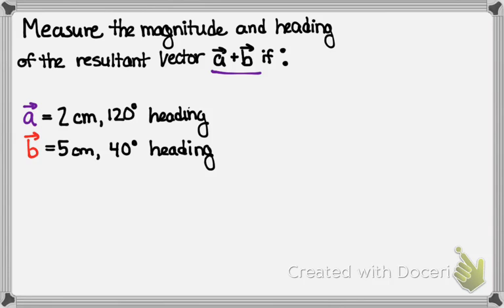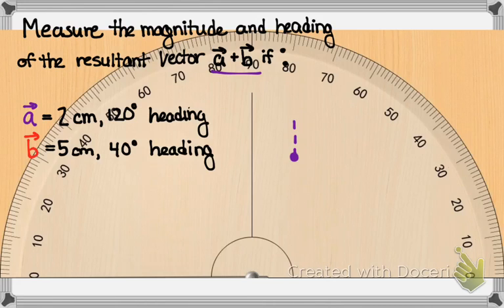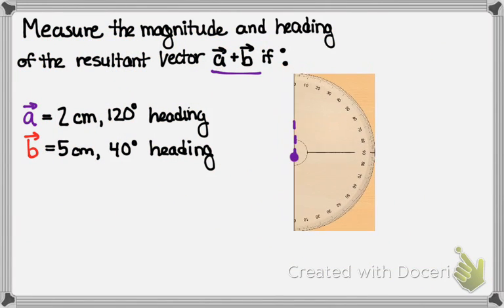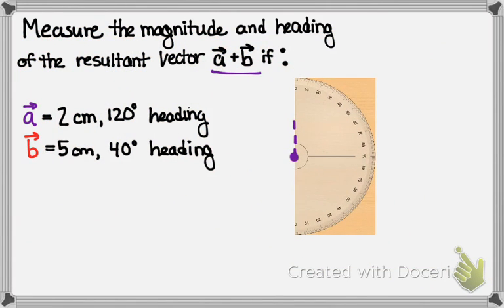So here what I'll do is put a dot for the beginning of my vector, and I will draw myself a north line. And then I know I need to measure the angle. So I bring in my protractor, and I line it up with my dot, and I line 0 up with my north line. And then I'm ready to measure the angle. And here you can see that my heading is 120 degrees. So from the north line, I just look to see here.